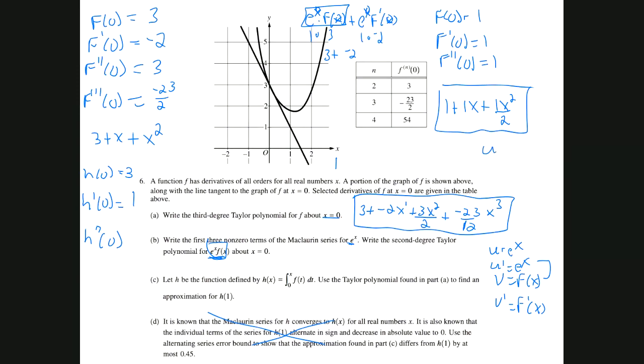So u is equal to e to the x. u prime is equal to e to the x. v is equal to f prime of x. And v prime is equal to f double prime of x. Okay? And I can just put zeros in here right now. So this is 1. This is 1. f prime of 0 is -2. And f double prime of 0 is 3. So if I did inside, so that's -2, plus outside, so that's 3. So that gives me 1. So now I have 1 plus 1, which is 2.